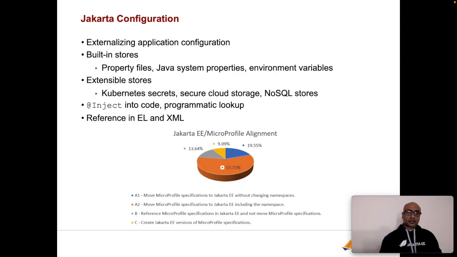Same thing for Jakarta Configuration. This is basically the ability to externalize your application configuration outside of your application in things like property files, Java system properties, environment variables, Kubernetes secrets, NoSQL stores, and the like. So there is already a standard for this and has been. This is one of the oldest standards in MicroProfile that is now being transitioned into Jakarta, so that all of the Jakarta EE specifications, including things like perhaps persistence and NoSQL, can take advantage of this. So this, again, is already in the works.